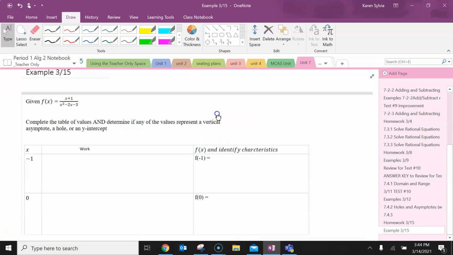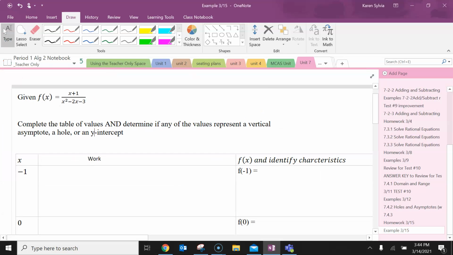The task on today's example is to evaluate for given values of x, so f of -1, f of 0, and so on. And then after we get all those values, we're going to determine if any of them represent the vertical asymptote, a hole, or possibly the y-intercept. And the last of the three tasks after we evaluate and identify the characteristics is to find the matching graph.